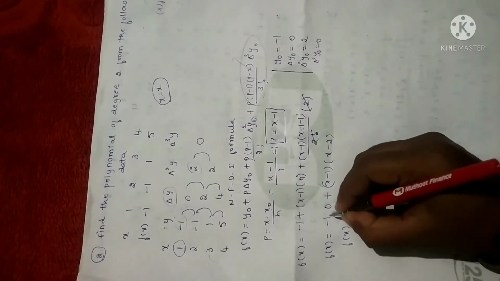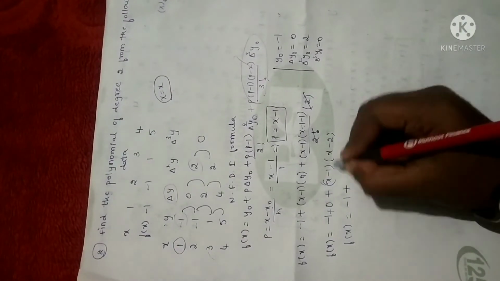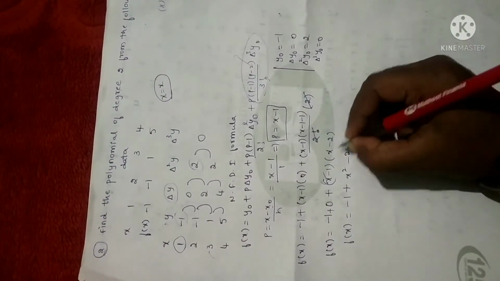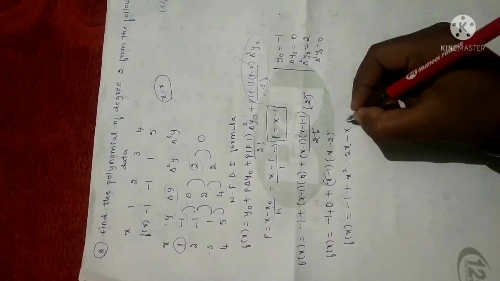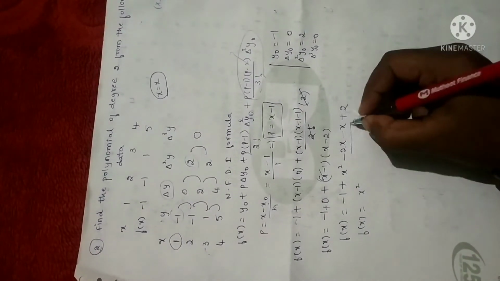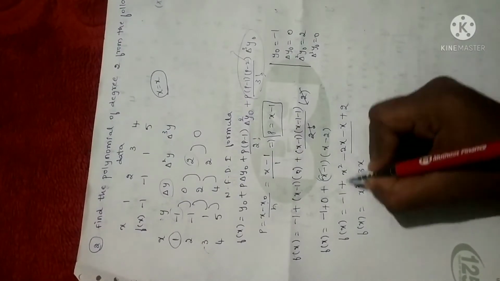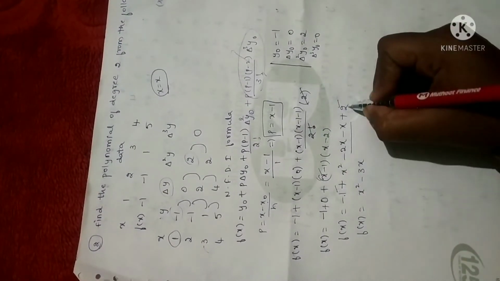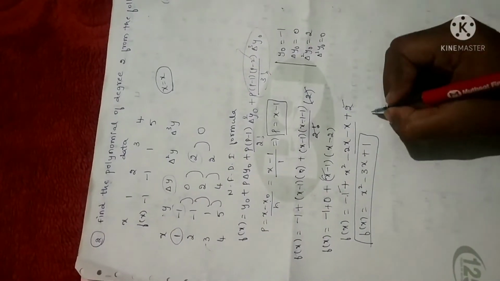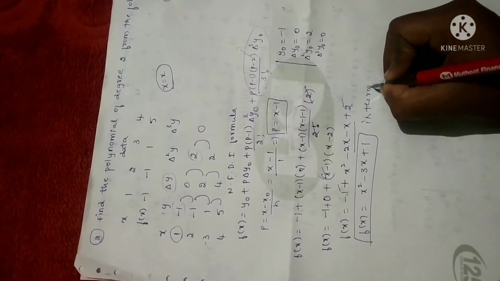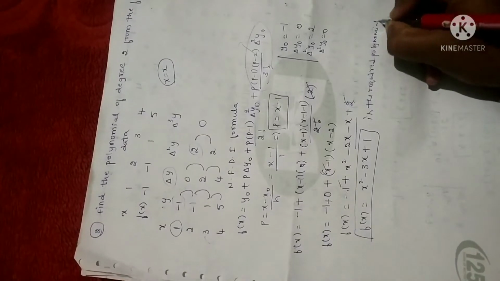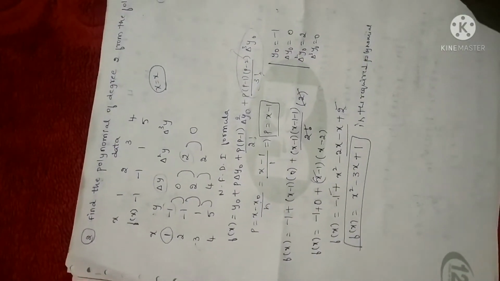Now f of x is equal to minus 1 plus, I am just multiplying this, see x into x is x square, minus x into 2 is 2x. Next minus 1 into x is minus x, minus into minus is plus 2. Now f of x is equal to x square minus 2x minus x is minus 3x. Fine. Now minus 1 plus 2 is plus 1. So this is the required polynomial. Even if you solve this by using the Newton backward difference, you will get back the same solution.